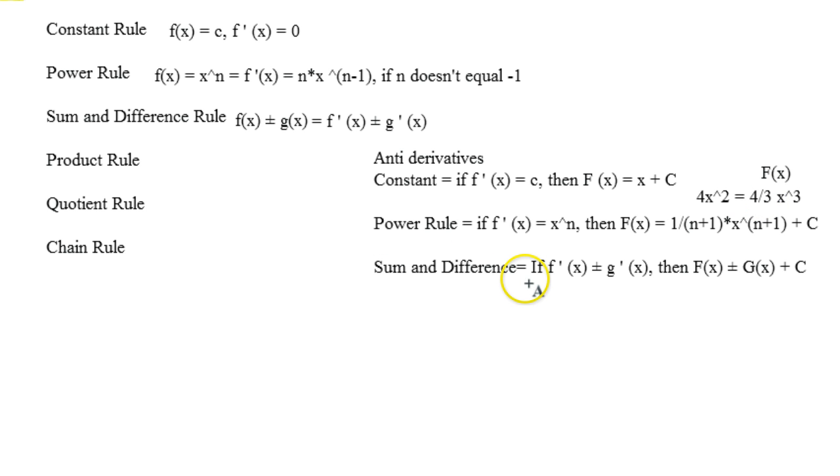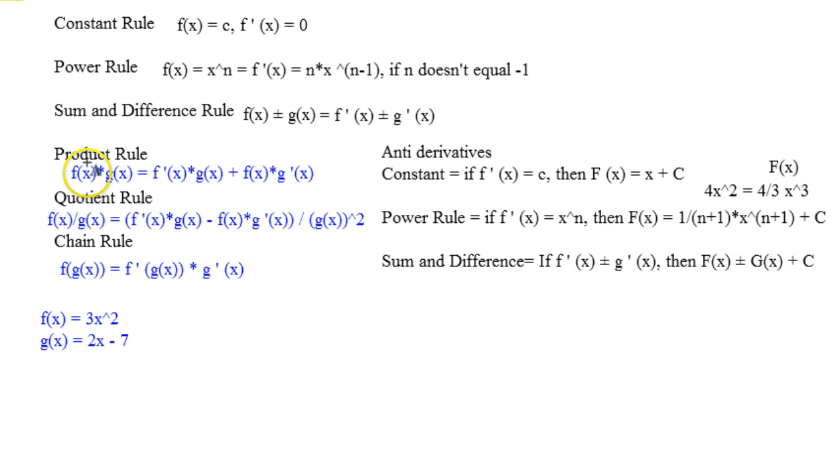Okay, and then the sum and difference rules for antiderivatives is the same, is that if your two derivatives add or subtract together, then their antiderivatives add or subtract together as well, plus a c. Okay, now the product rule and the quotient rule and the chain rule are actually really cool in that they help you find the derivative of a product, the derivative of a quotient, and the derivative of a composition. And the chain rule is actually if you have a function inside another function.